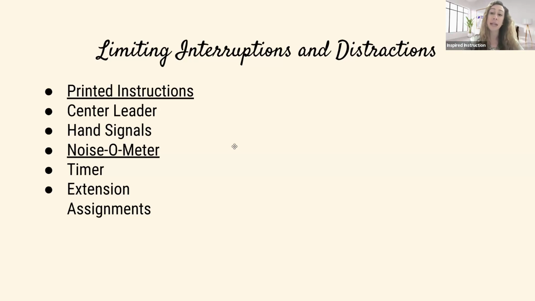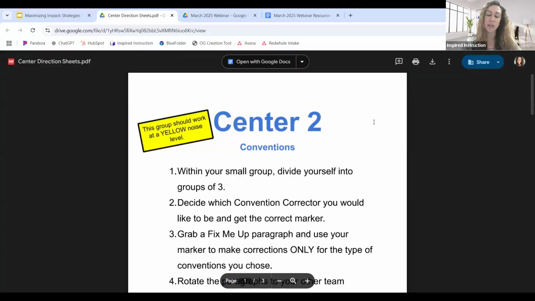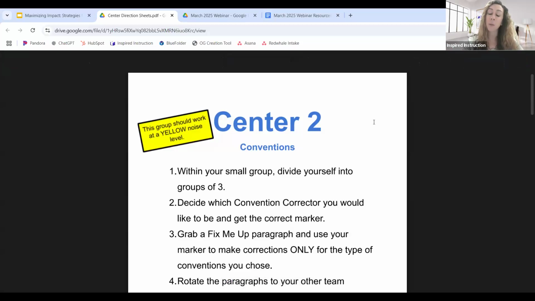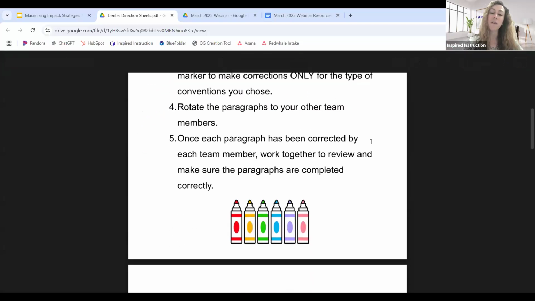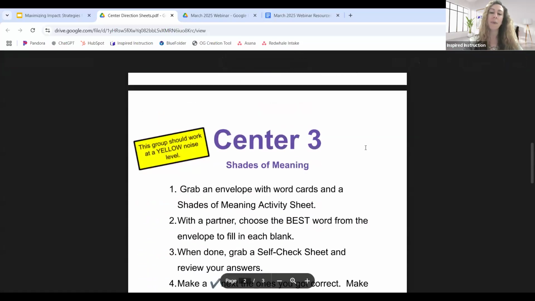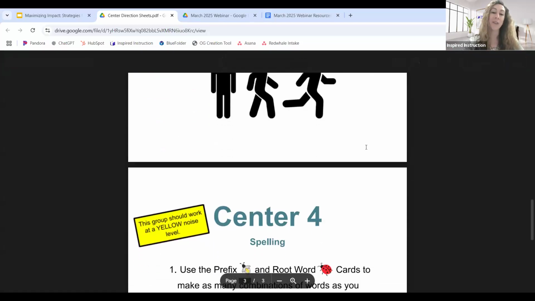So some ways that you can mitigate some of that is to have printed instructions. So this example here shows you something that you could create and leave at each center. So when there is an opportunity for question of what to do, students have somewhere to go before coming to ask you. Okay, so for example, this is a center 2 for conventions. It gives you a noise level that students should be working at this center, and it gives you 4 or 5 steps. Really, any more than that is a little long for students to follow, but it gives you the activity directions, and they can refer back to it when they have a question.